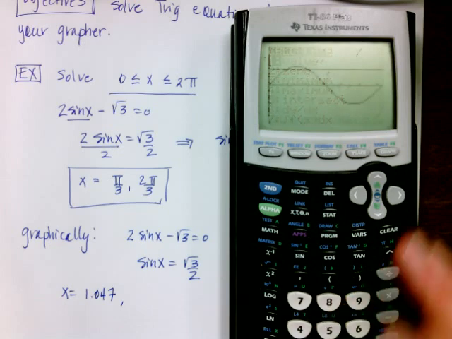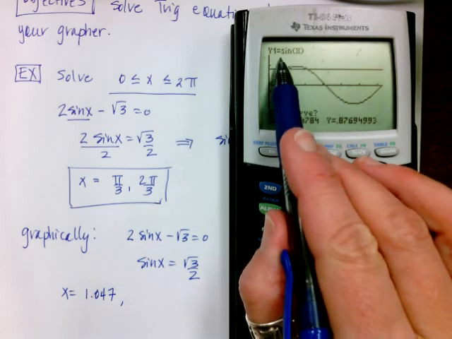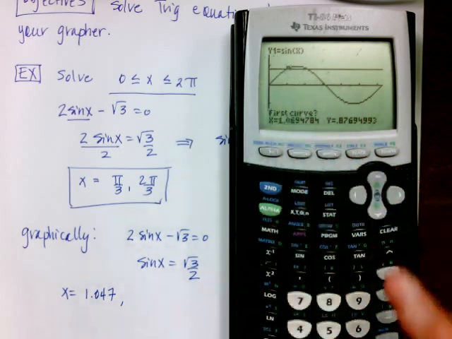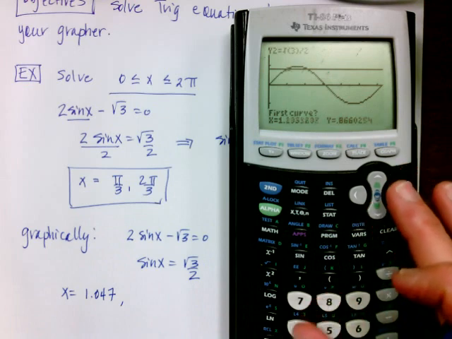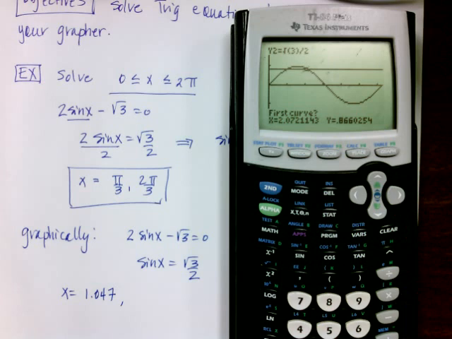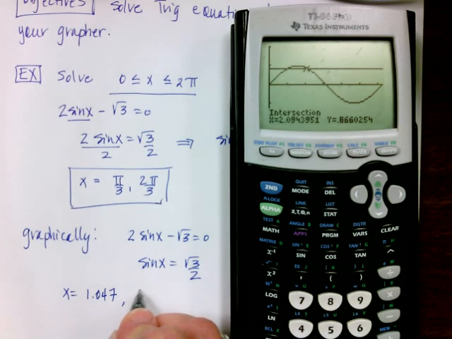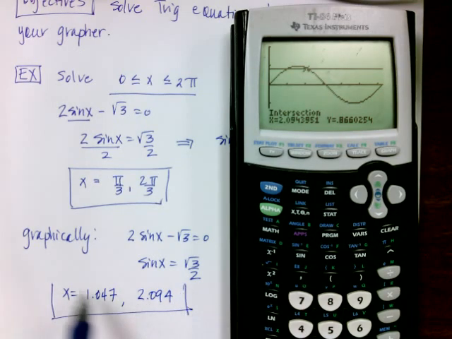Second calculate 5 for intersect. Notice that it pops right back to the first equation that you entered. I'm going to use my down arrow because it's faster to trace a straight line. And I'm going to go over near the point of intersection, enter, enter, enter, and I get that my second point is 2.094. All right.